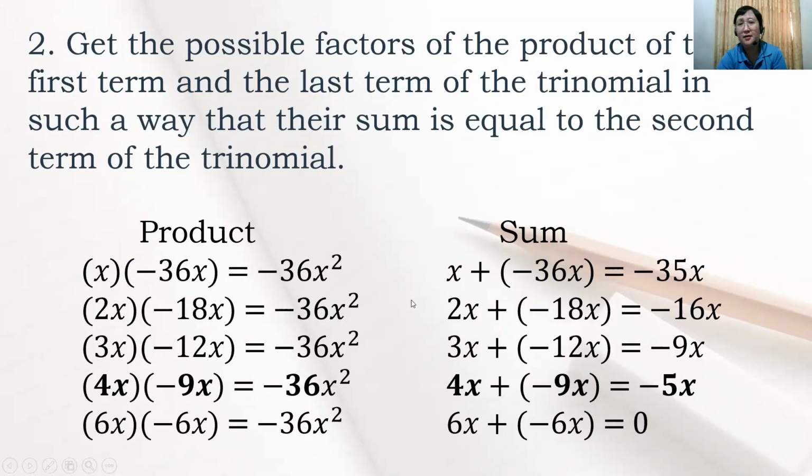So what are these factors? Let's get the factors of negative 36. Since that is negative 36, factors are positive and negative. So these are the factors. What do you think are the factors of negative 36x squared that when you add, you'll get the middle term?